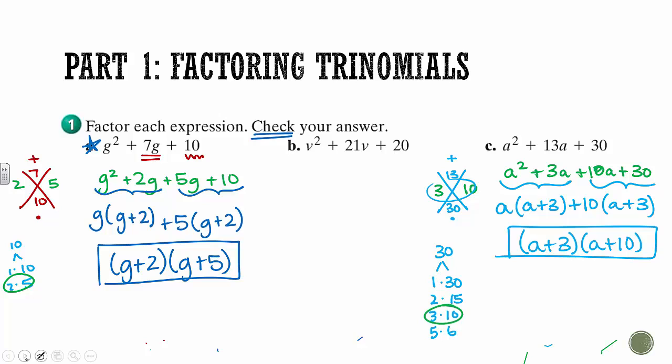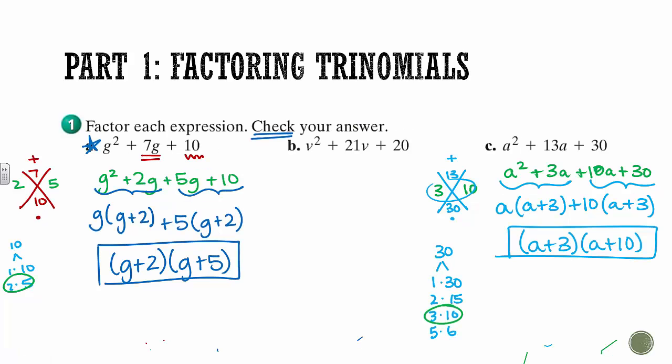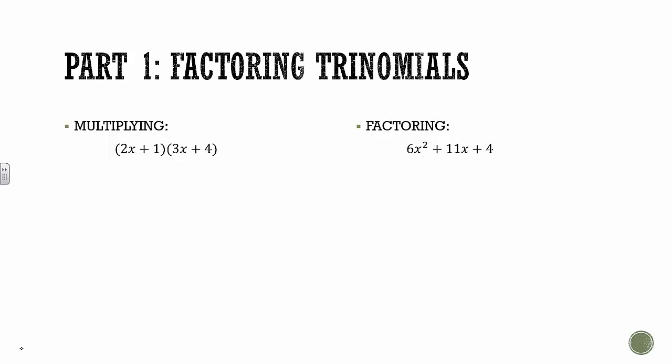So let's try ones that are a little bit harder. If you noticed, all of these had a 1 in front of this squared term. That makes your life a lot easier. Unfortunately, not all of them are that easy. So if we think about multiplying something like this, when you multiply the first terms together, that changed this up here, but then it also changed everything here. You didn't just get your terms that were in here, you got multiples of your terms.